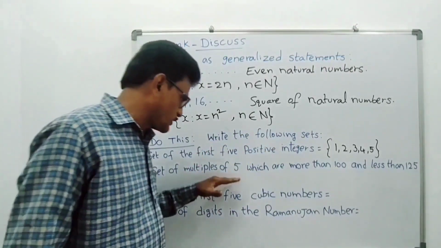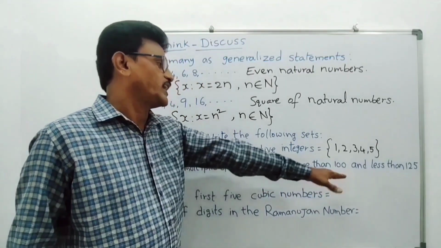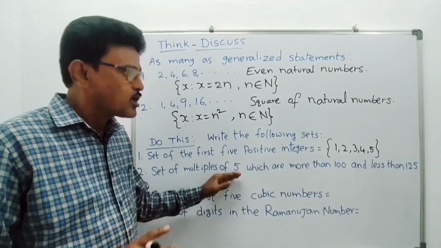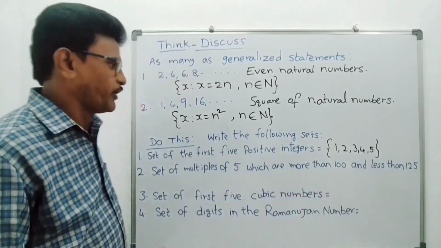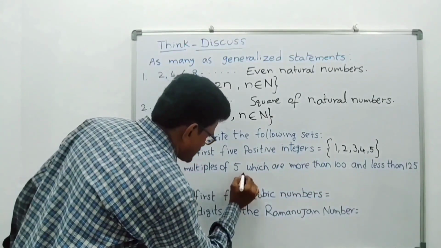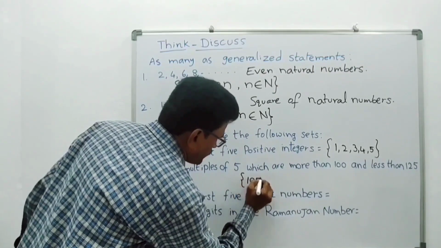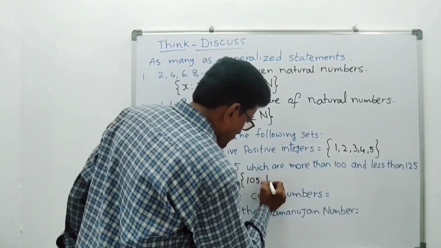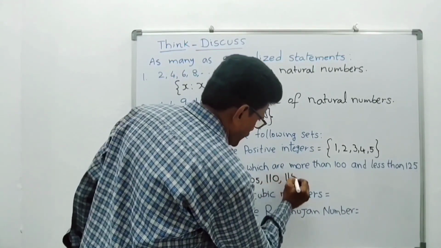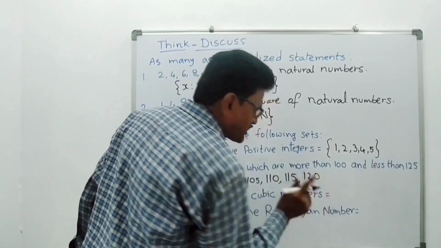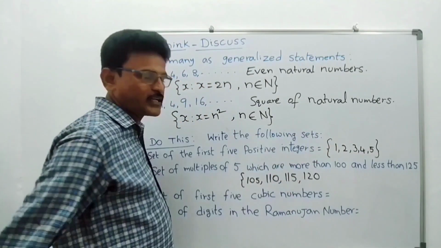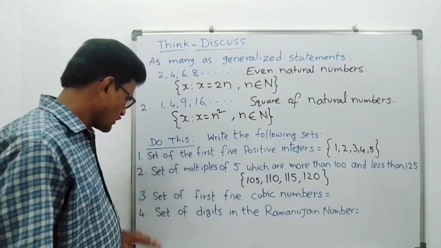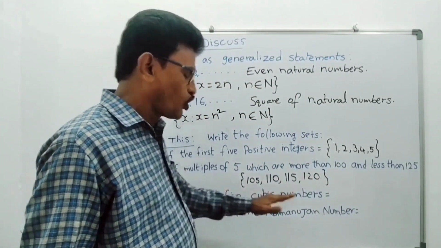Now, the set of multiples of 5 which are more than 100 and less than 125. Multiples of 5 that are more than 100 but less than 125. So don't write 100. What is the set? First number after 100 that is a multiple of 5 is 105. Next number 110, 115, 120. Next number is 125, but don't write that one because less than 125 is asked. So close this.